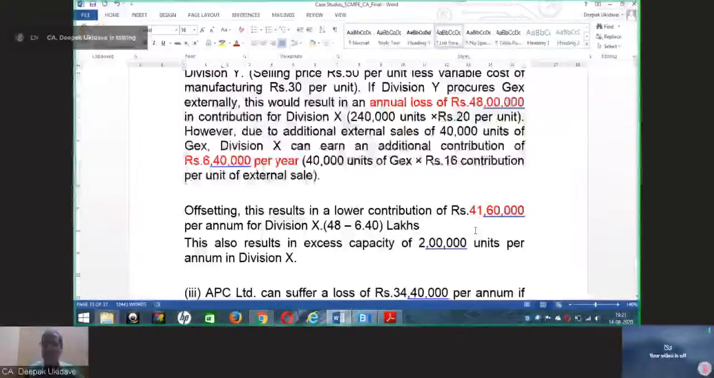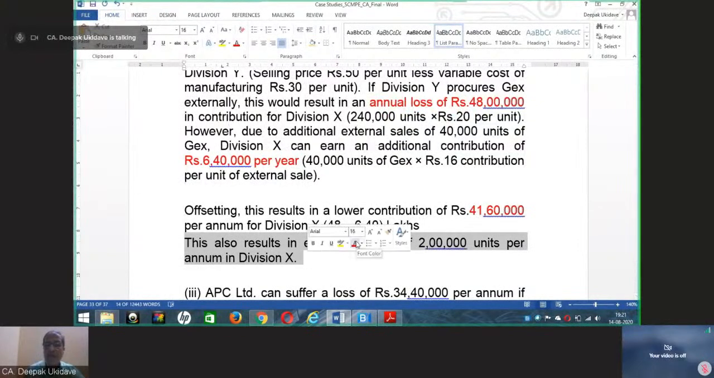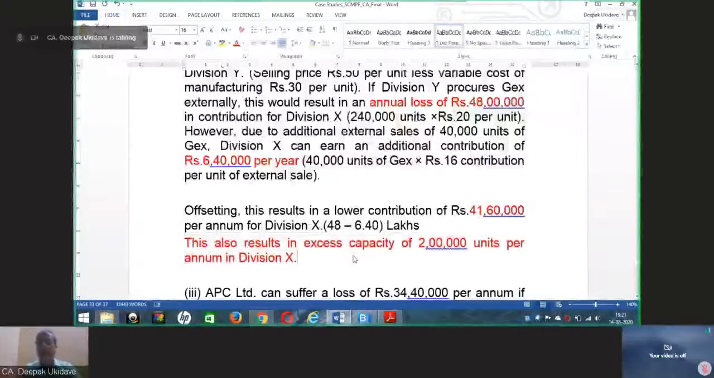Now this also results in excess capacity of 2 lakh units per annum in division X. This aspect I cannot forget. That is a qualitative aspect, and qualitative factors also will have to be quantified as much as possible. If not quantified, at least they will have to be cited. You remember, in business decision making we always have a combination of quantitative factors coupled with qualitative factors. So, excess capacity of 2 lakh units.